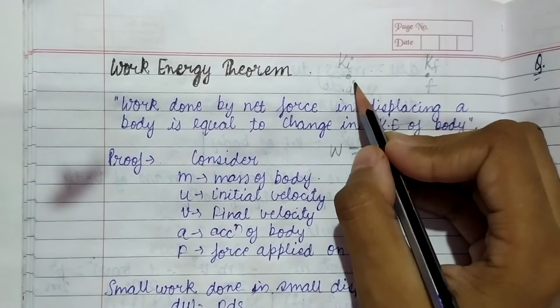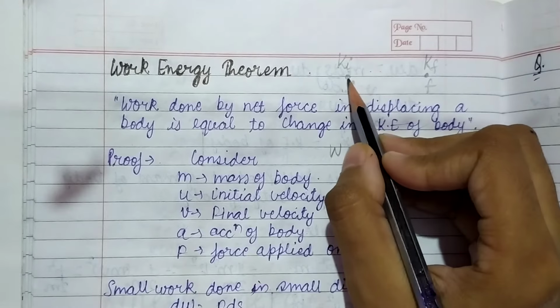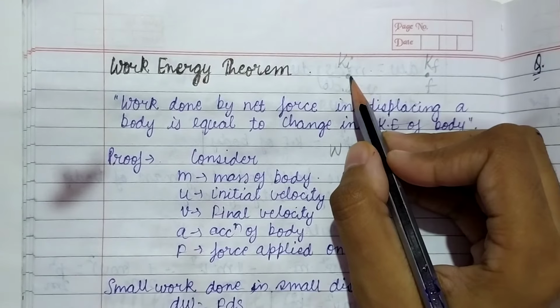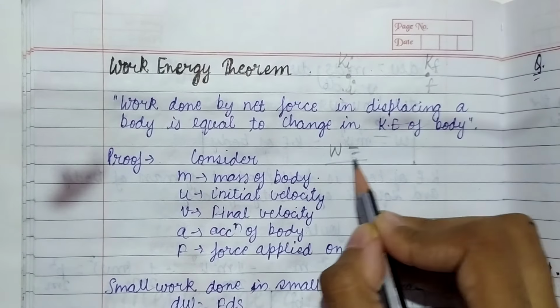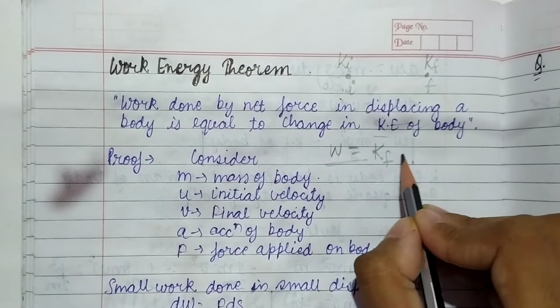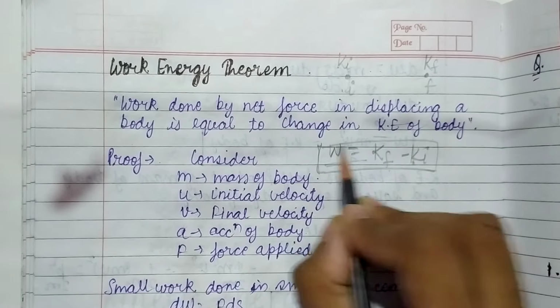Okay, so what does this theorem say? It says that work done by the force in displacing the object is always equal to the difference in their kinetic energies. So work done is equal to the difference in their kinetic energies, meaning K final minus K initial. Okay, so this is the statement of the work energy theorem.